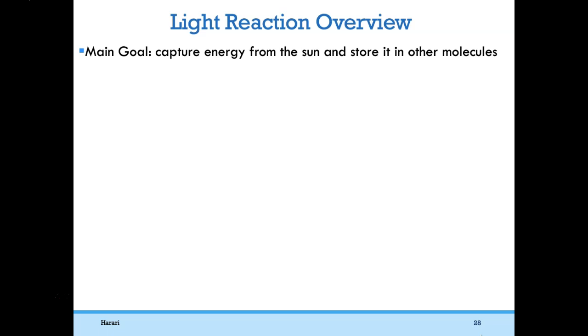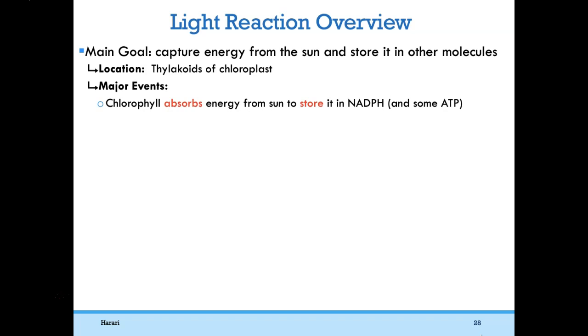So, the main goal of the light reaction is to capture energy from the sun and store it in other molecules. That's the best way I can try to summarize it. What we're basically doing is charging batteries that we can then use in the next step. This happens in the thylakoids of a chloroplast. And what we're going to see is that chlorophyll absorbs solar energy from the sun and stores that energy in NADPH. That was our energy carrier. We're going to also be able to make a little bit of ATP.